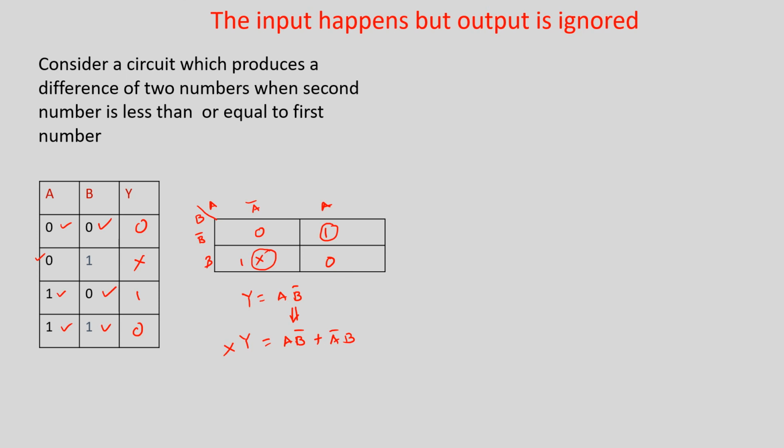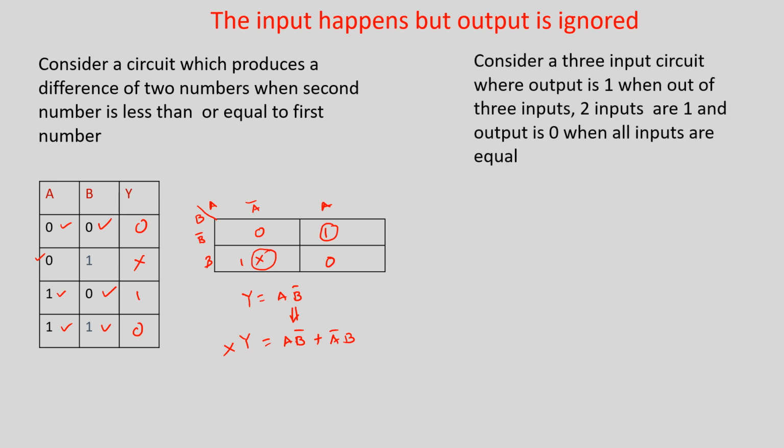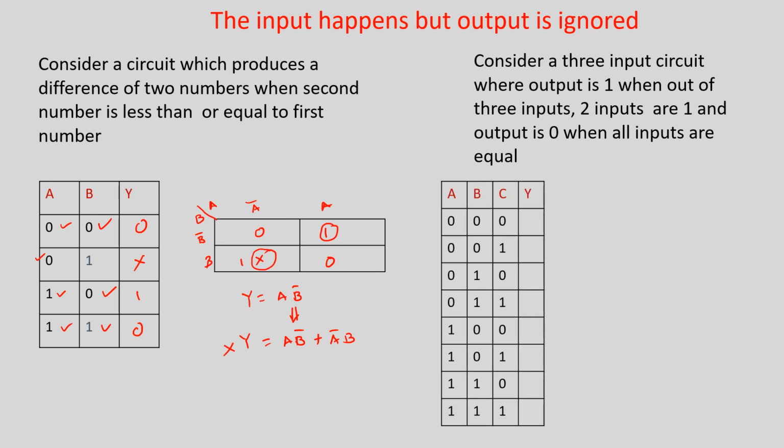Here, in this example, what is written? Consider a 3 input circuit where output is 1 when out of 3 inputs, 2 inputs are 1, and output is 0 when all inputs are equal. Let us draw the truth table. When 2 of the 3 inputs are 1, output is 1, and output is 0 when all inputs are equal. So this is equal, so output is 0. This is equal, so output is 0, and the remaining conditions are not specified. So output is don't care.